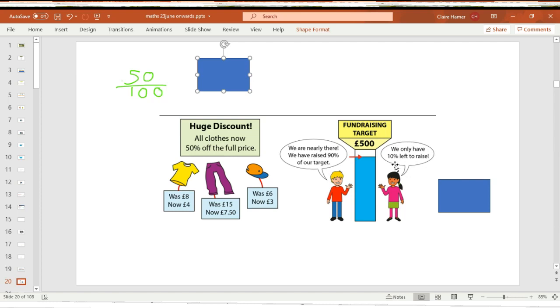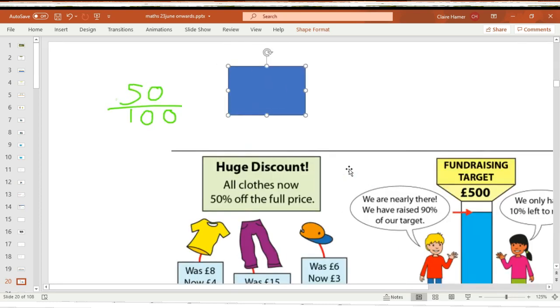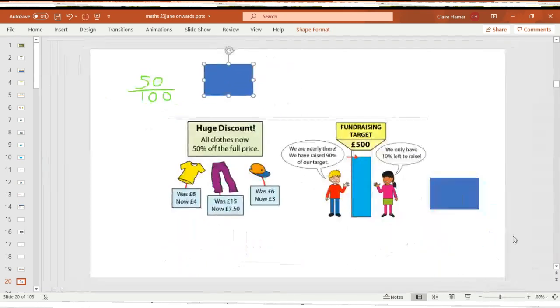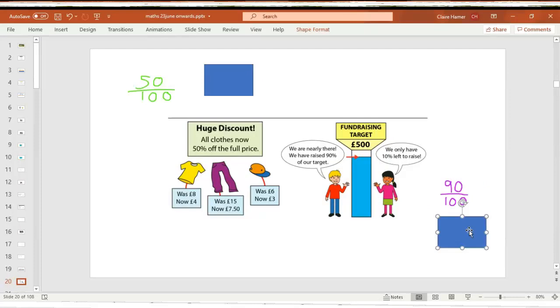What about 10% and 90%? What fractions are they? Okay, 90% is the same as 90 hundredths, or you might have chosen 9 tenths. That's the simplified version. So percentages are always out of 100. So 90 out of 100.